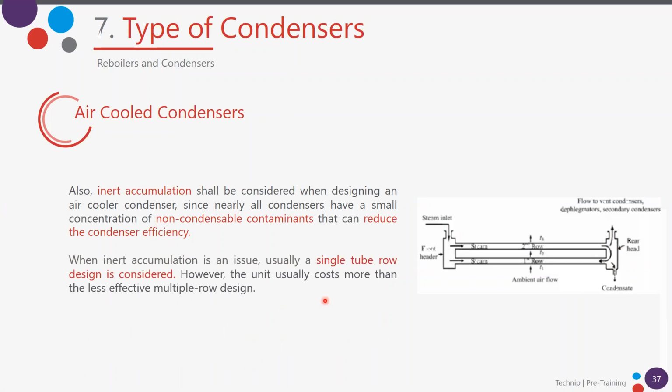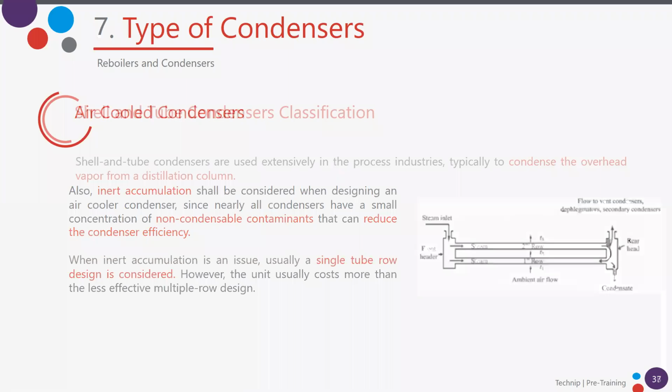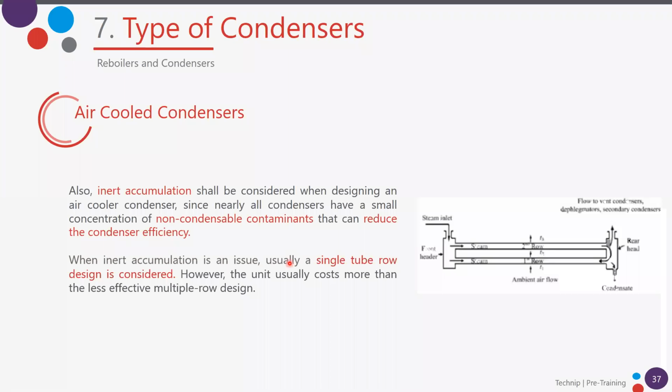When inert accumulation is an issue, usually a single tube row design is considered. However, the unit usually costs more than the less effective multi-row design. It's like in this case, we only have one single tube row, just only one pass. So that's all for air coolers.